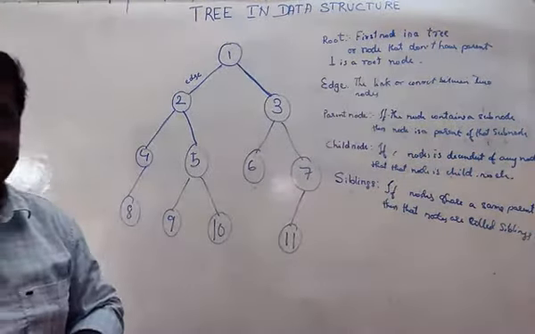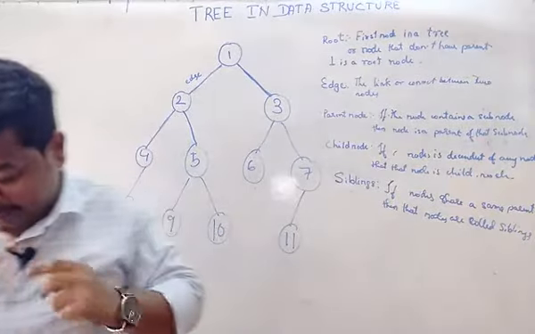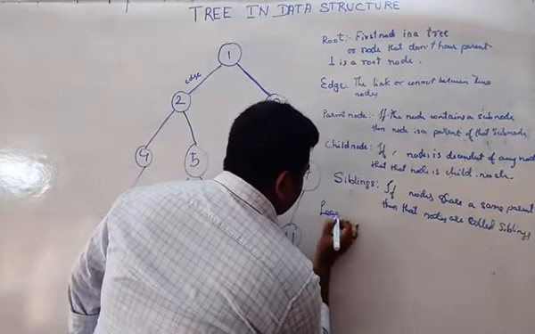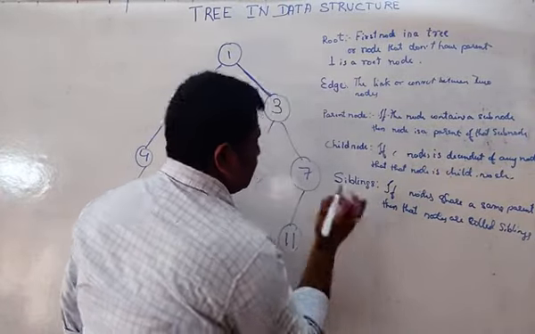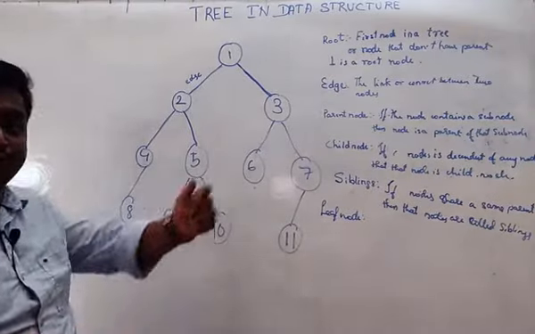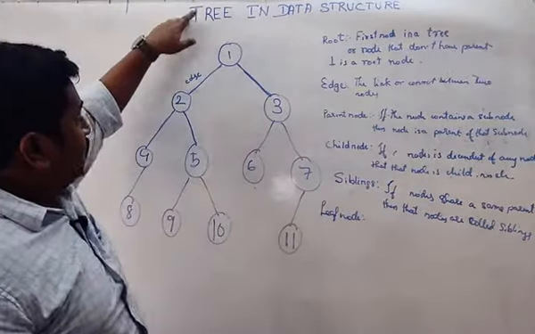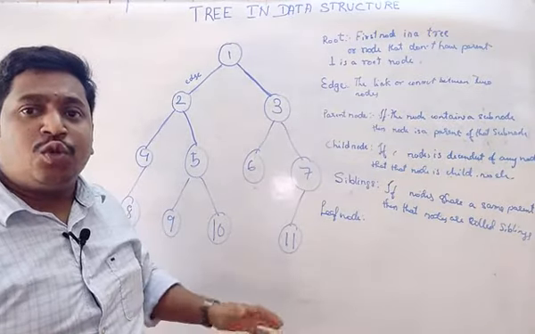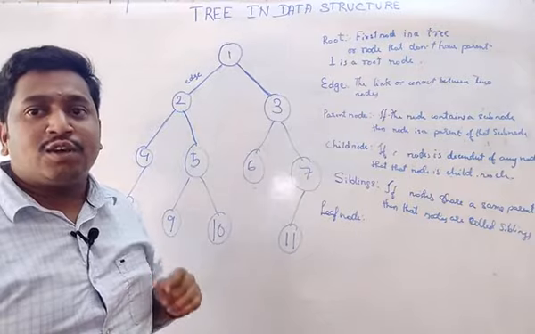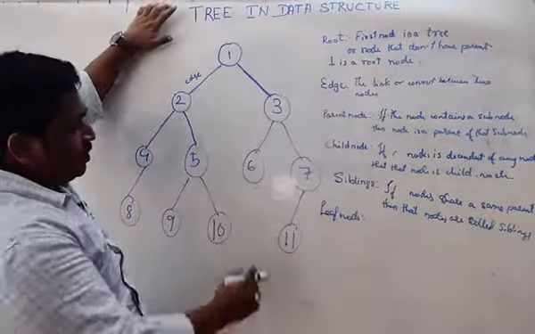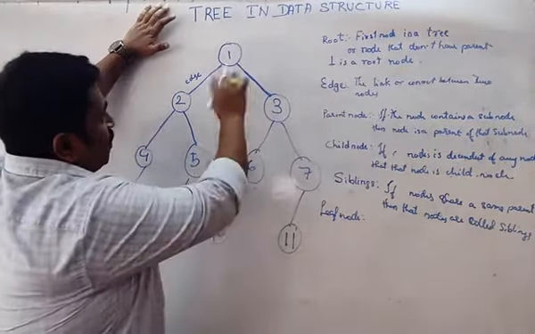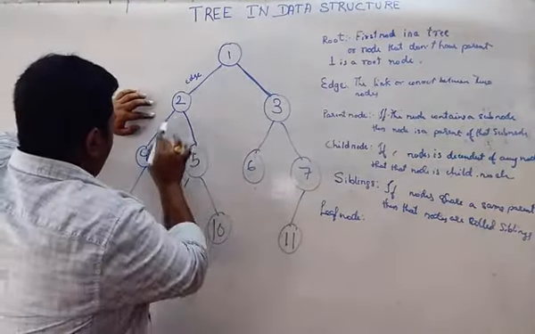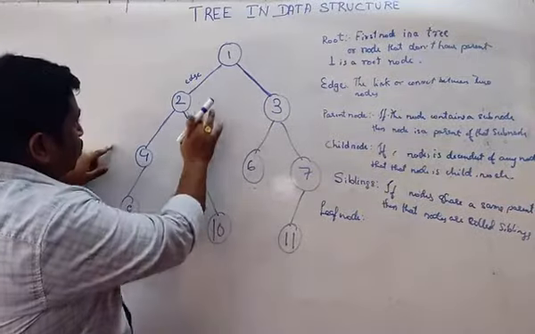Okay. Next, leaf node. What is a leaf node? The node which doesn't have any children. Such nodes are called leaf nodes. In our example, come from the first. 1 has 2 children, 2 and 3. So it is not a leaf node. 2 has 4 and 5. So 2 is also not.